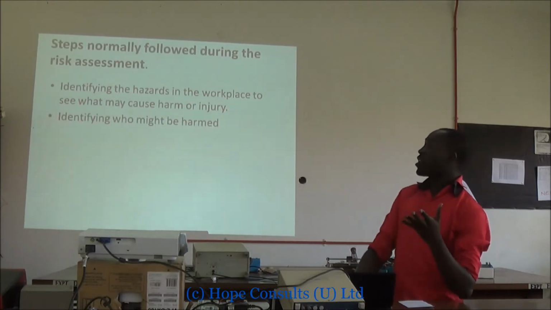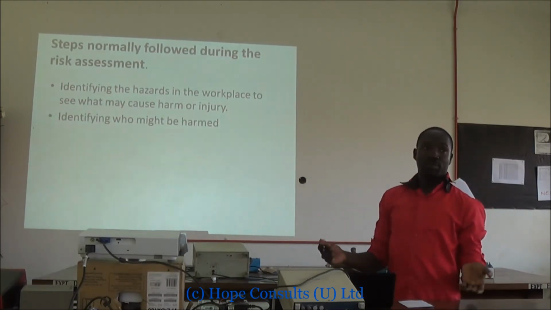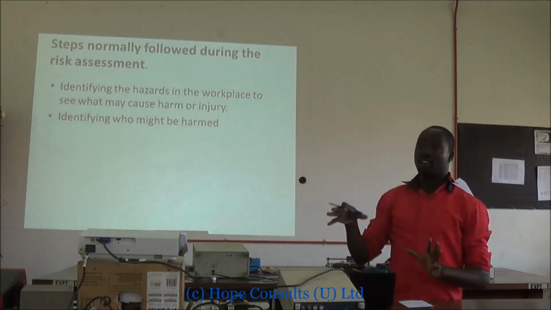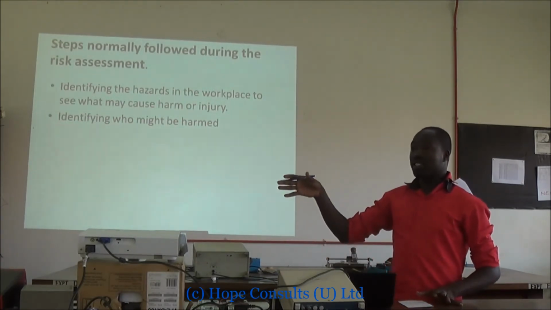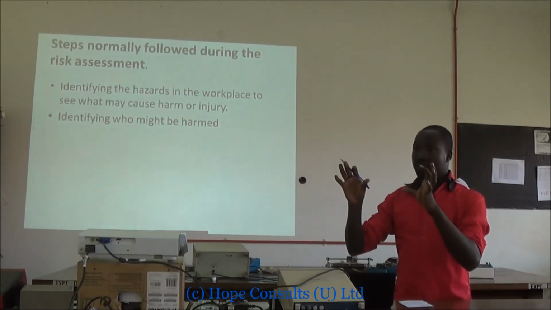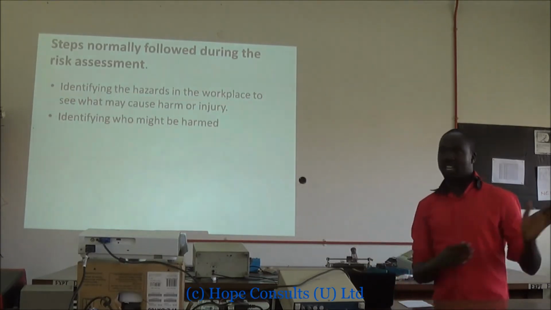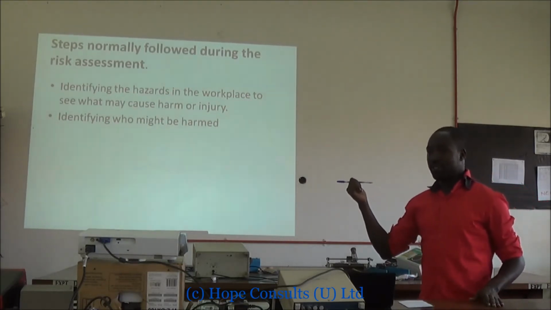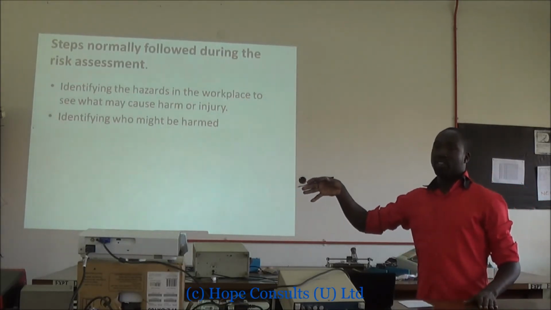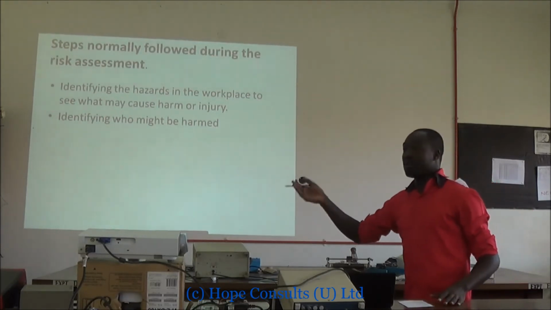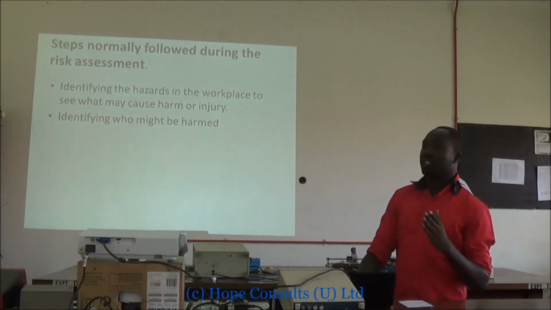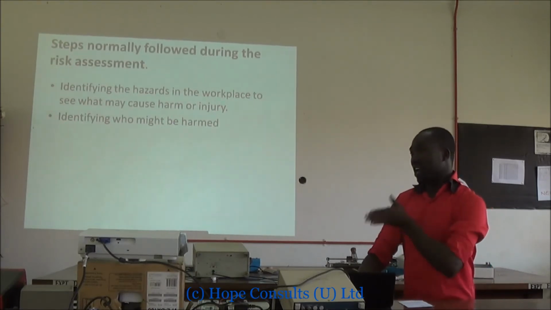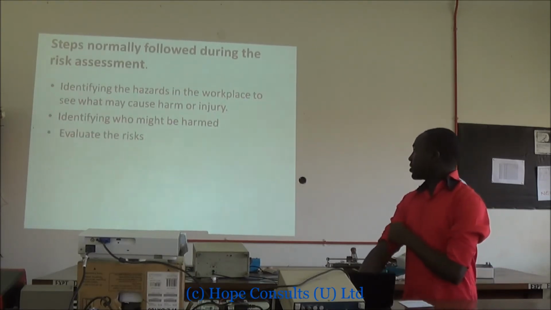Then the other one is to identify who might be harmed. Because in the setup, for the welders, they can stand that light because they have the protective measures. But for someone just passing around, that person is more endangered than the person who is working in that environment. So in this case, the person who may be harmed is the passerby. In that case, we advise people not to pass by such an area.